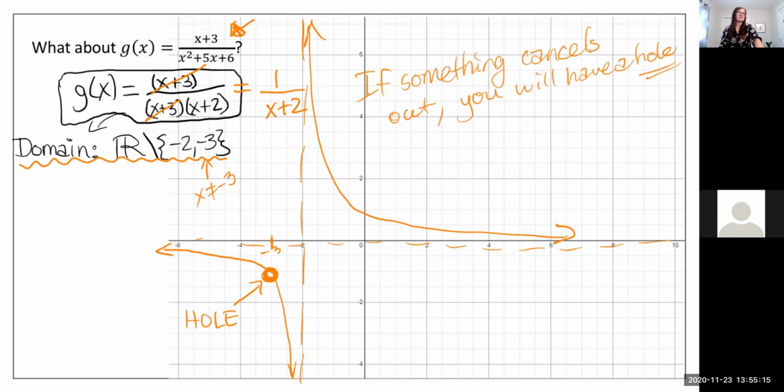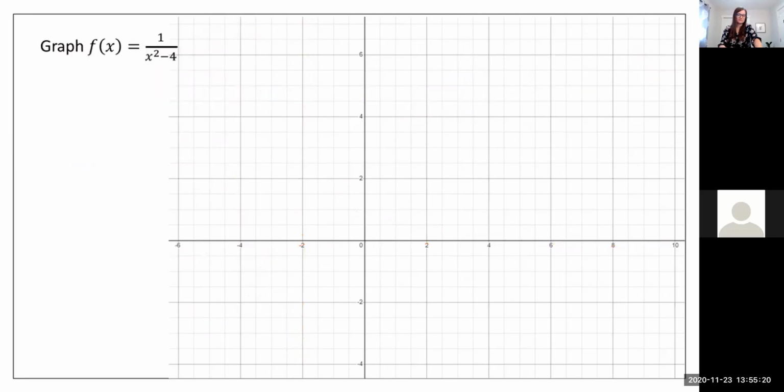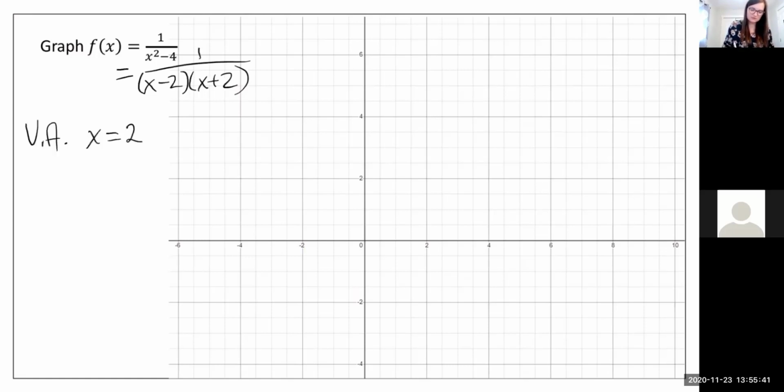Just keep in mind the domain is still not including that number, but instead of an asymptote, it will be a hole. Okay, so you can try this one out right away just to speed up the process of what you would look for. This is x minus 2, x plus 2, and it's 1 over that. And so vertical asymptotes, as you may expect, would be x equals 2 and x equals -2. And because when we put really big numbers in, we get close to 0, our horizontal asymptote is going to be y equals 0. And so we can quickly sketch it.